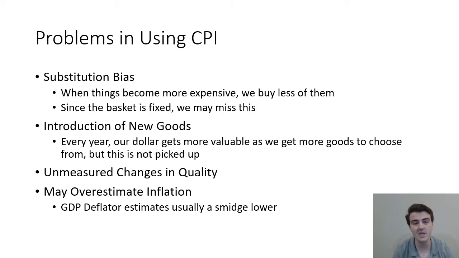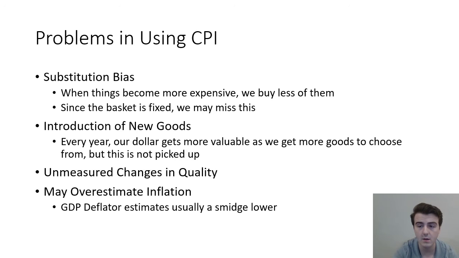We're missing that change in quality completely when we use the consumer price index, right? We're just focusing on price. Things like quality and our breadth of choice are going to be completely missed. And many economists also believe that CPI tends to overestimate inflation. Some economists prefer the GDP deflator, whose estimates are usually a smidge lower.